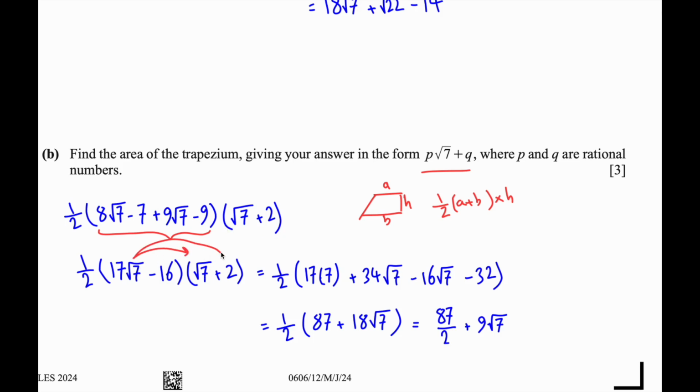Then I have to expand it. I'm going to keep the half till the last time for simplicity. 17 square root of 7 times the square root of 7 is basically 17 times 7 plus 34 square root of 7 minus 16 square root of 7 minus 32. The like terms here become 18 square root of 7, and these two together is nothing but 87. And then you apply the half inside the bracket, which results in 87 over 2 plus 18 over 2, which is 9 square root of 7.